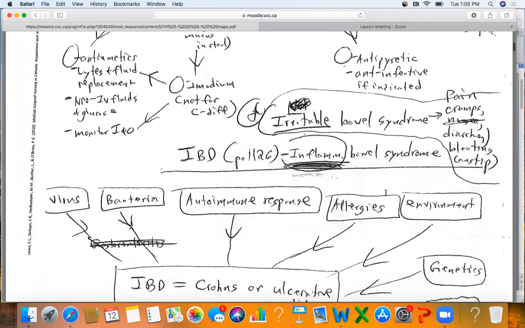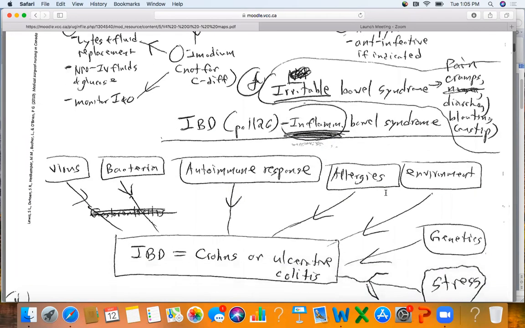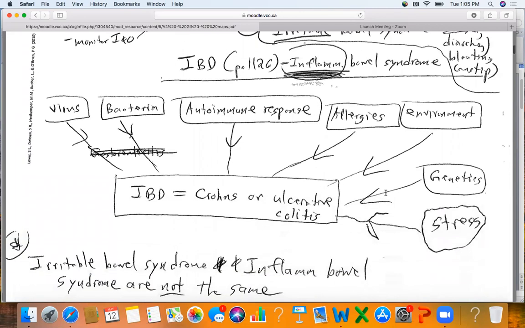Okay, irritable bowel syndrome is not what we're talking about in this course. Don't get that mixed up with inflammatory bowel disease, IBD. That is what we're talking about, and we're really focusing on Crohn's and ulcerative colitis in these next few questions.